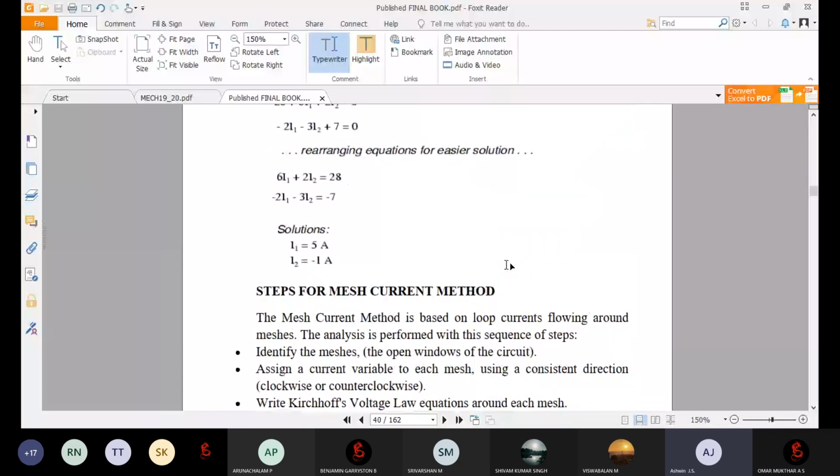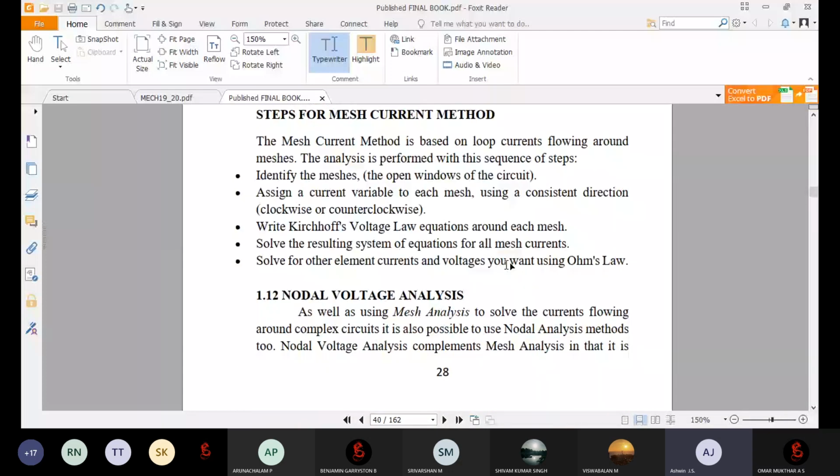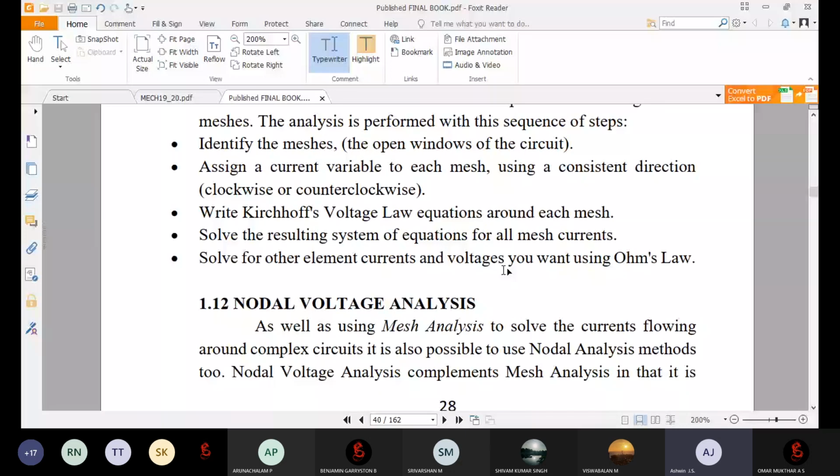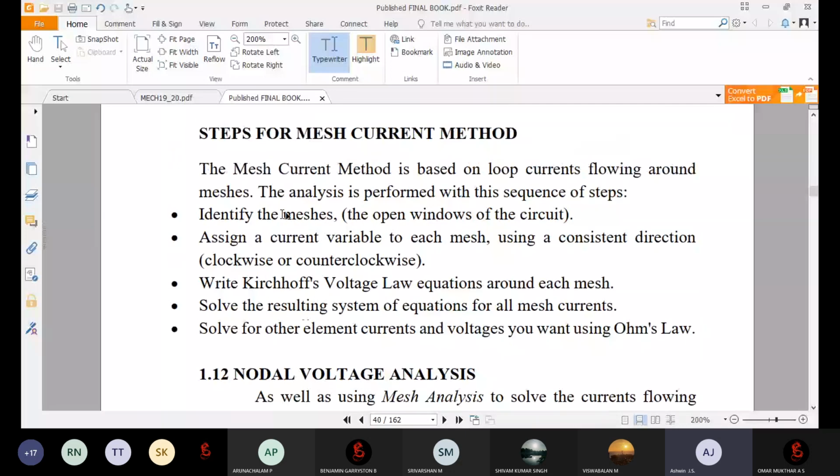And here they have given the steps clearly, what we did, in the statement. So look at the statement. In order to find the mesh current, we found the loop current or mesh current. So what is the step to identify that? Look at the first one: identify the mesh. Mesh is nothing but a loop of your circuit. And second is assign the current variables to each mesh using a consistent direction.